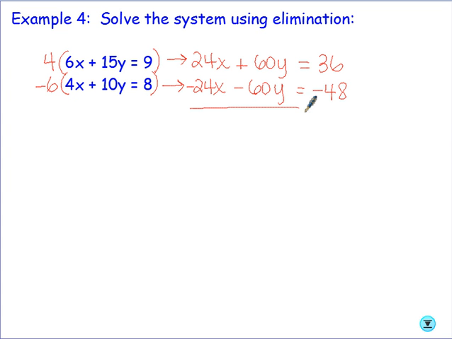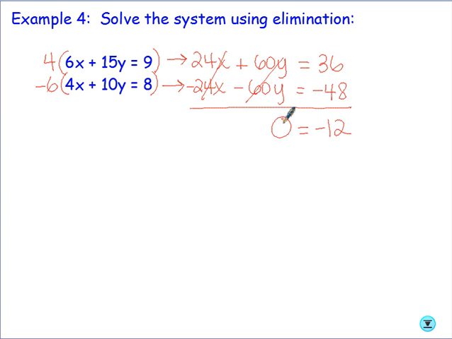Are the x's opposites? Absolutely. Let's add them. 24 plus negative 24 cancels, like we wanted it to. But here's a problem. 60 plus negative 60 also cancels. So we have an equal sign with nothing there. 36 plus negative 48 is negative 12. Well, on the other side, if you have nothing, you can't leave it blank. Nothing means 0. This is a special case.